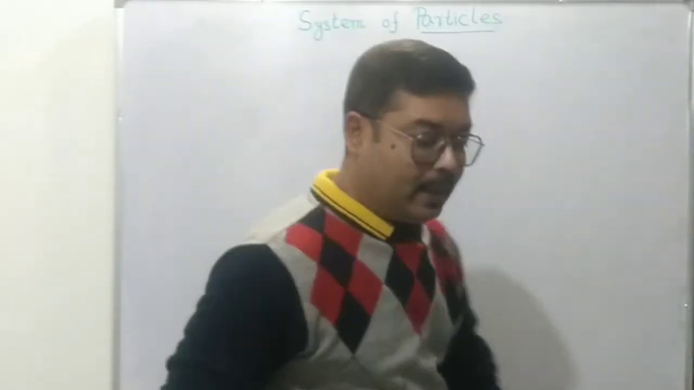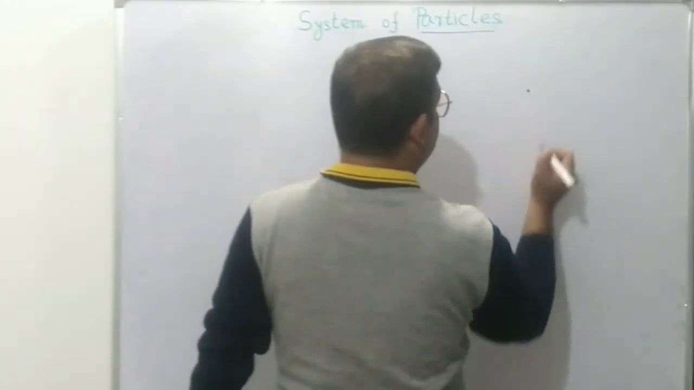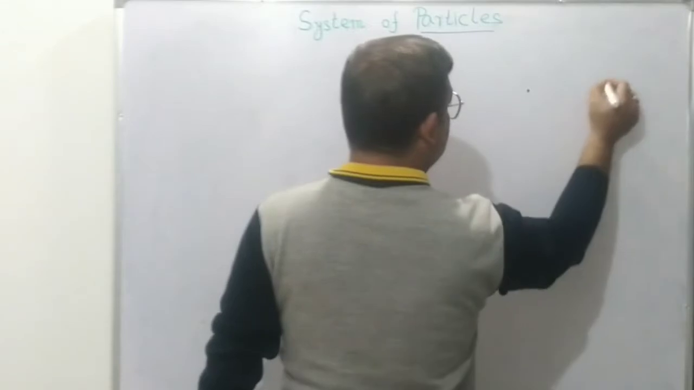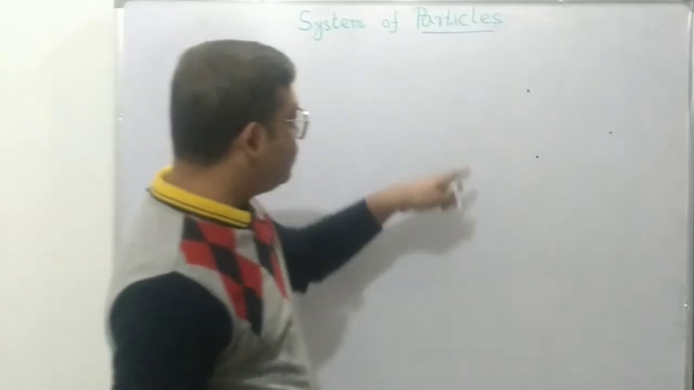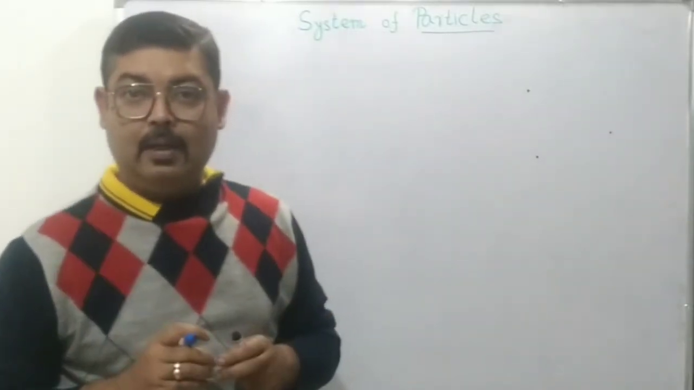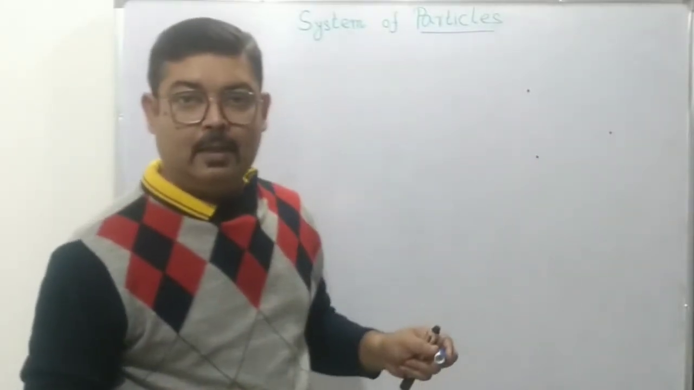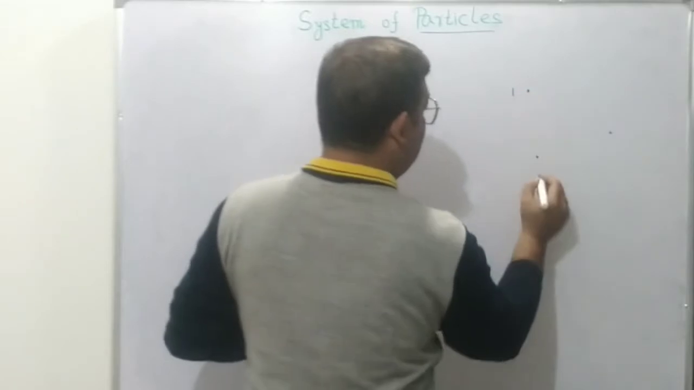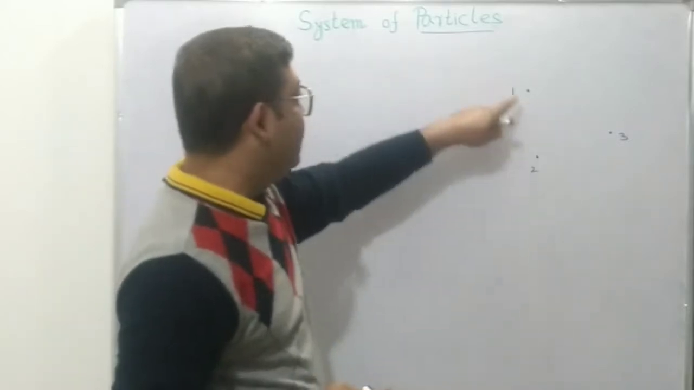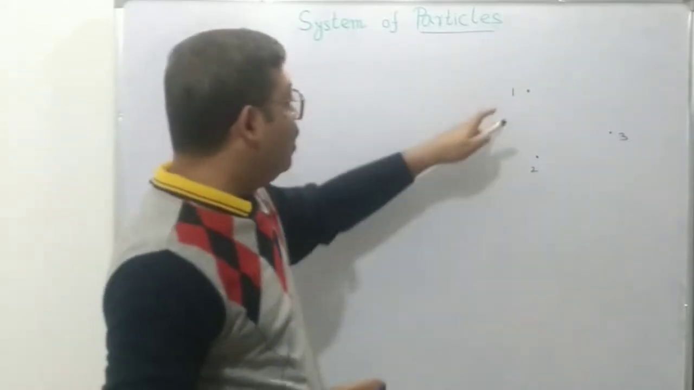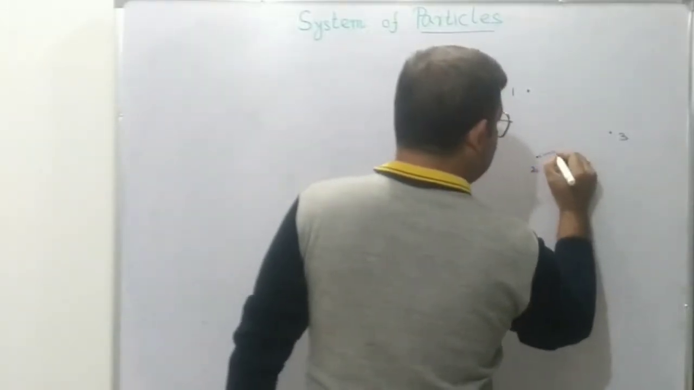So a system of particles will be a collection of such masses. Say there is one mass here, there is another mass here, there is a third mass here. Okay, so these three masses will form a system of particles. However, they will not form a system of particles just like that. These three masses, let's call them 1, 2 and 3. From now on we will call them particles, because we have already defined them as particles, right? So what must happen is that these particles must interact with each other.